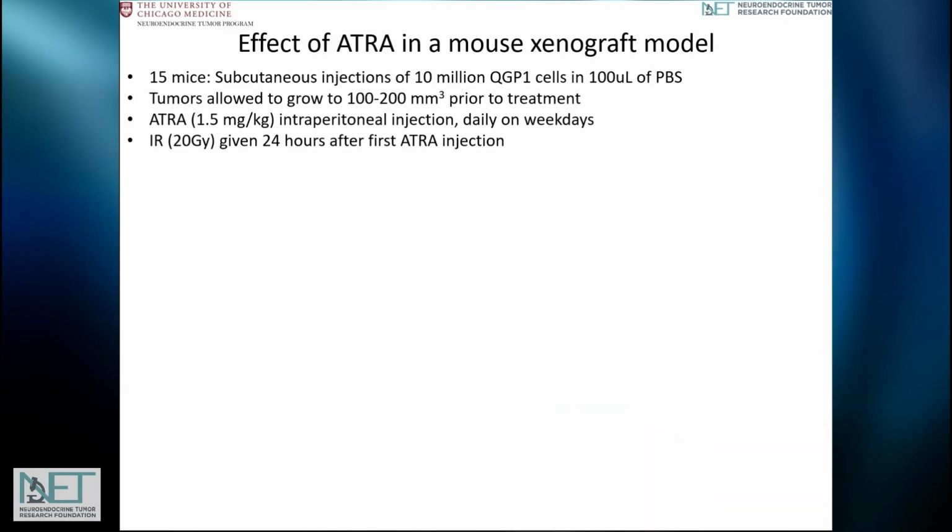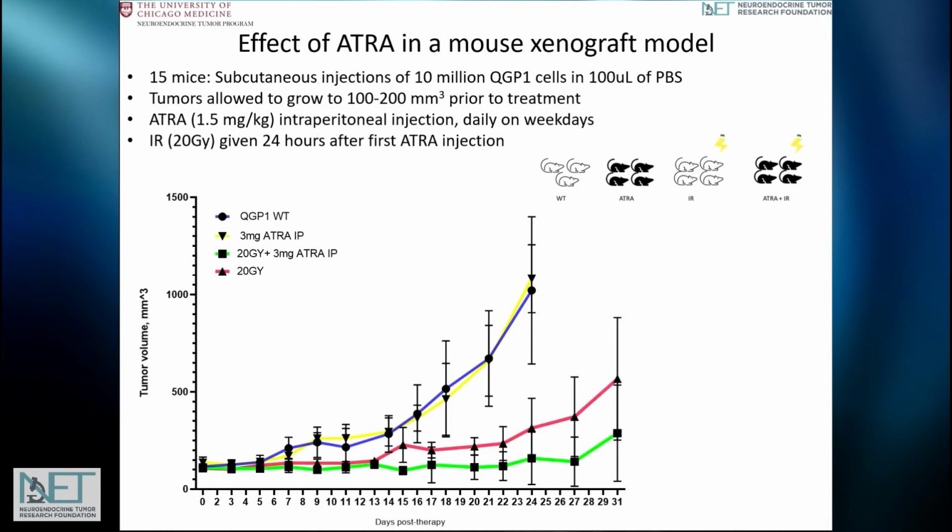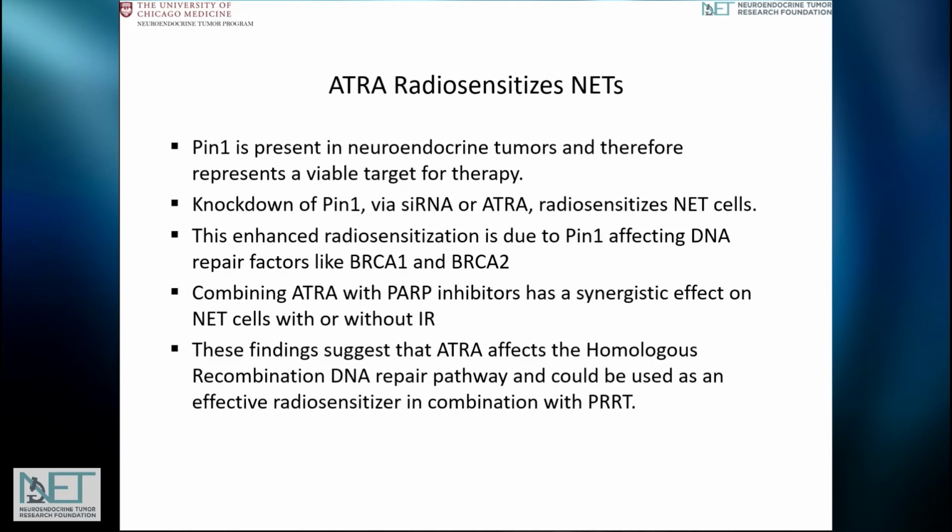So we then did a QGP1 mouse xenograft model, in which we gave ATRA 1.5 mg per kg IP for 5 days a week. And here again, when you compare the ATRA plus IR group to the IR alone group, at day 31 there was a significant delay in tumor growth in the former, with a mean tumor volume that was half that of the IR group alone.